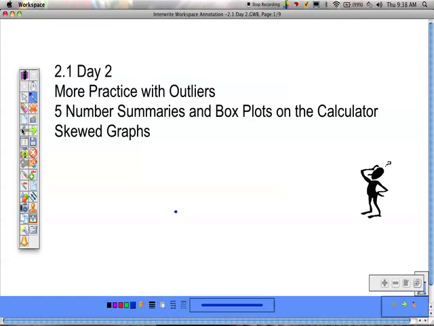In this section we're going to look at five number summaries and how to use them to create box plots, and we'll also look at box plots on the calculator and something called skewed graphs.